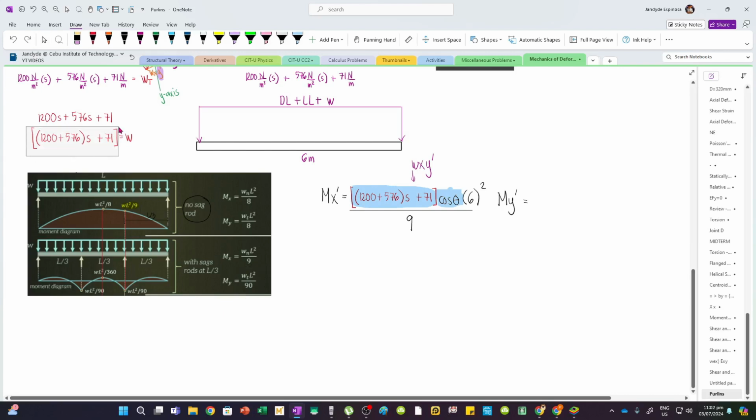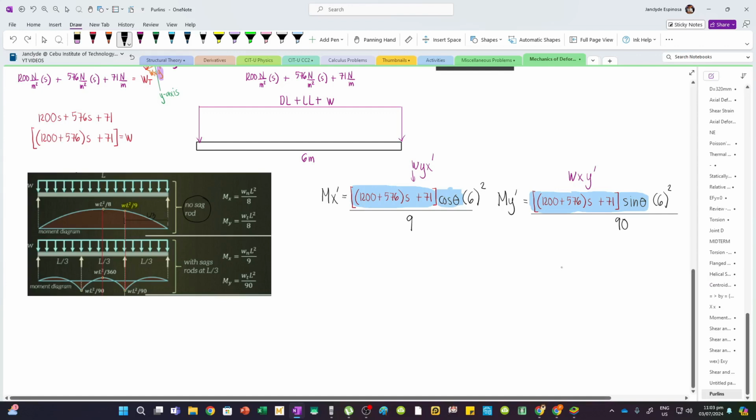So, we can still copy this. And then we have sine theta multiplied by 6 squared, divided by 90. This was WY, X prime pala, and then this was WX, Y prime. Again, dapat magkatugma yung bending: X prime is to X prime, Y prime is to Y prime. Kaya mas maganda pag nilalagyan mo ng Y prime saka X prime, pero depende lang yan sa'yo.